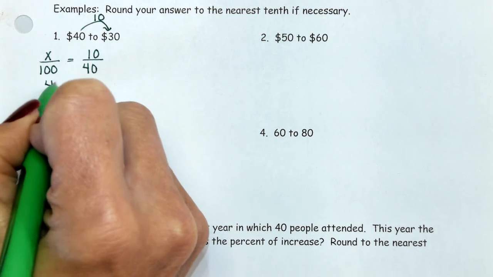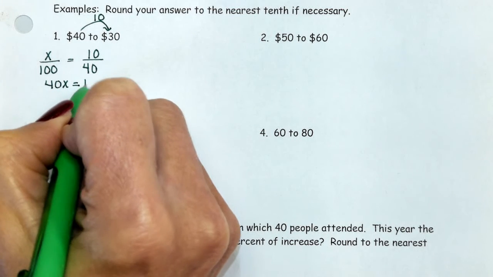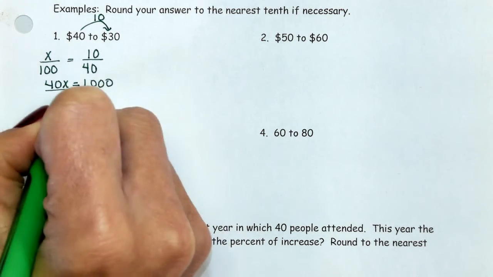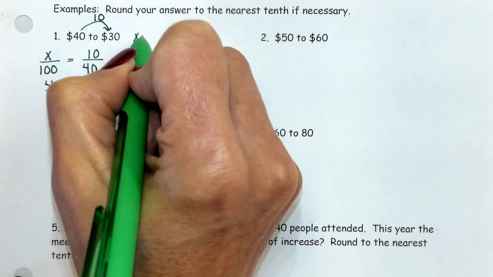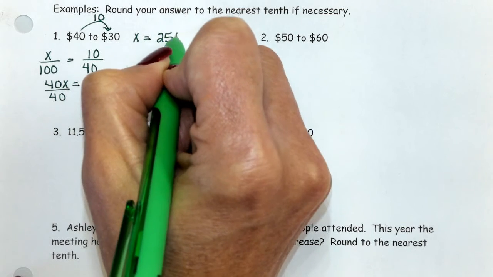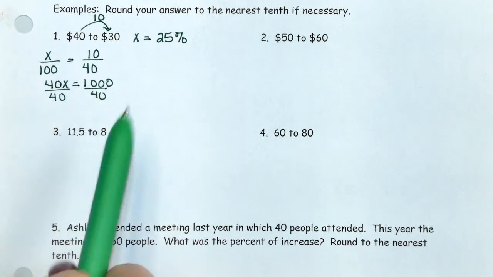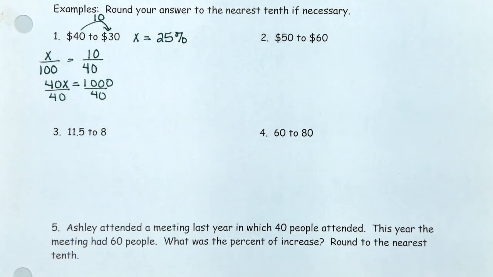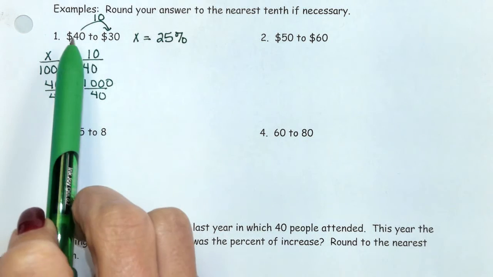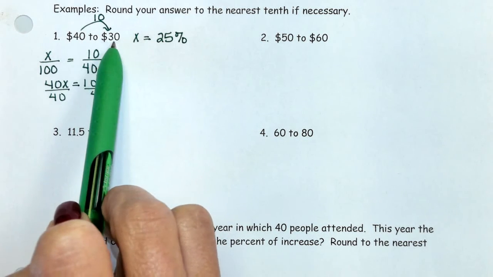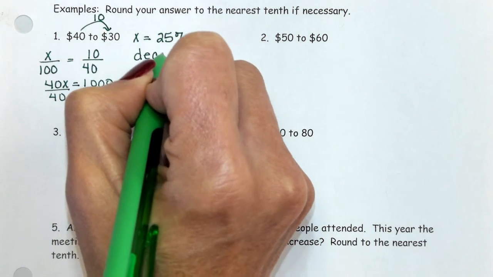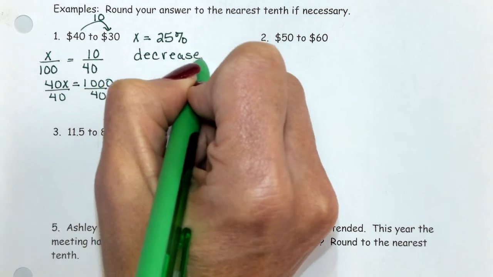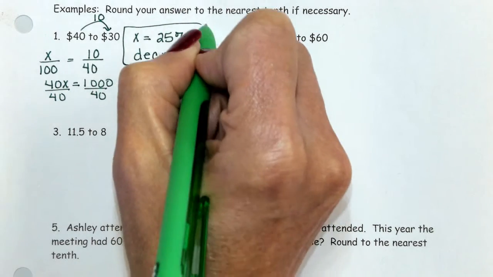We're going to cross multiply, divide by our coefficient, and we're going to get that X equals 25. Now this is a percent, so we need to label it with percent. Now how do you determine if it's a percent of increase or a percent of decrease? Well, I started at 40 and I went to 30, so I went down in my money, so that is a percent of decrease. Okay?